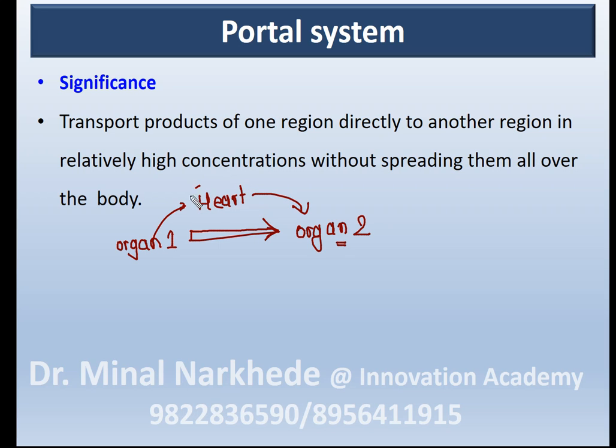Now suppose there is involvement of heart in transport of metabolites, then obviously that will be spread all over the body. It will go in systemic circulation. That will be spread all over the body. So the second significance we said here is in high concentrations. Now look, when it goes from one organ to another organ directly through a portal system, which is actually called a microcirculation system, the concentration is relatively high in comparison to if it goes through the systemic circulation.